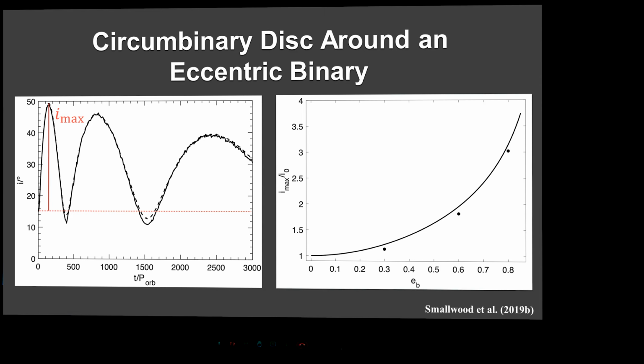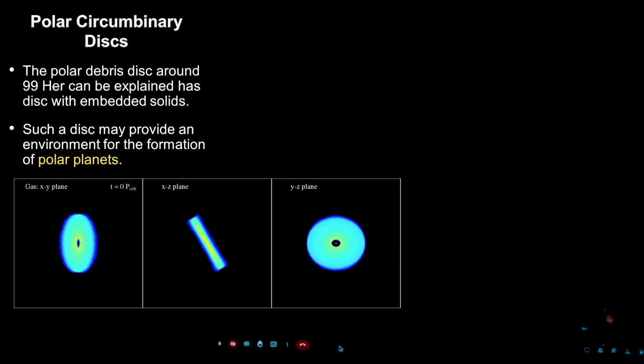So next, earlier last year, I looked at this system, 99 Hercules, which again has the only known polar debris disk. So it's kind of like an asteroid belt inclined by 90 degrees in the binary plane. And so we wanted to explore how that is possible.